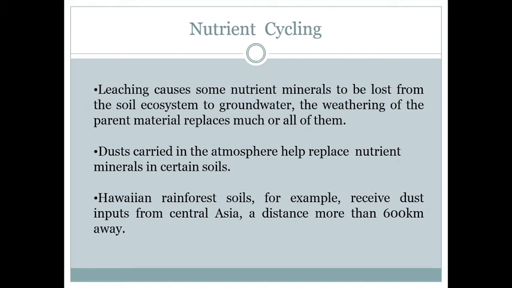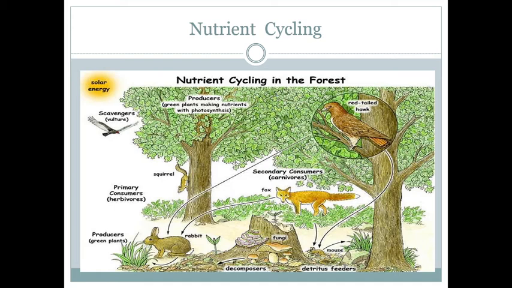Then, of course, nutrient cycling is very common or observable in soil, because leaching causes some nutrient minerals to be lost from the soil ecosystem to groundwater. So the weathering of the parent material replaces much or all of them. Also, dust carried in the atmosphere helps replace nutrient minerals in certain soils. Just an example, the Hawaiian rainforest soils receive dust inputs from Central Asia, which is a distance of more than 600 kilometers away. But still, it is responsible for providing dust into the Hawaiian rainforest. So this is the process of nutrient cycling in the forest, still following the food web concept.